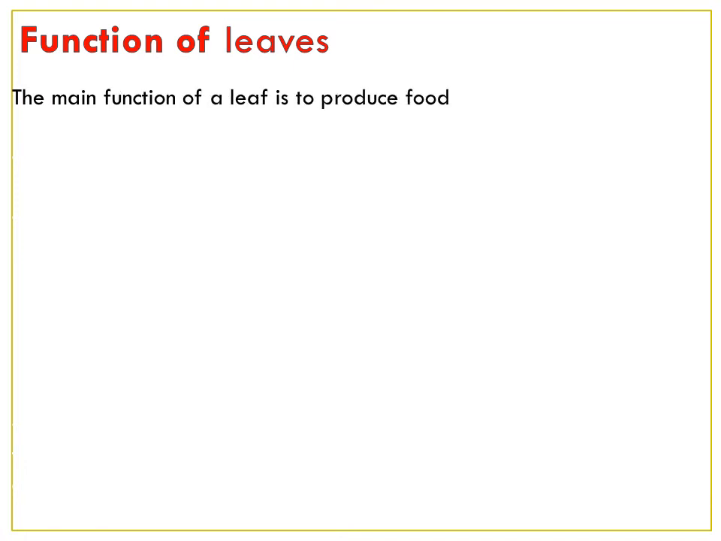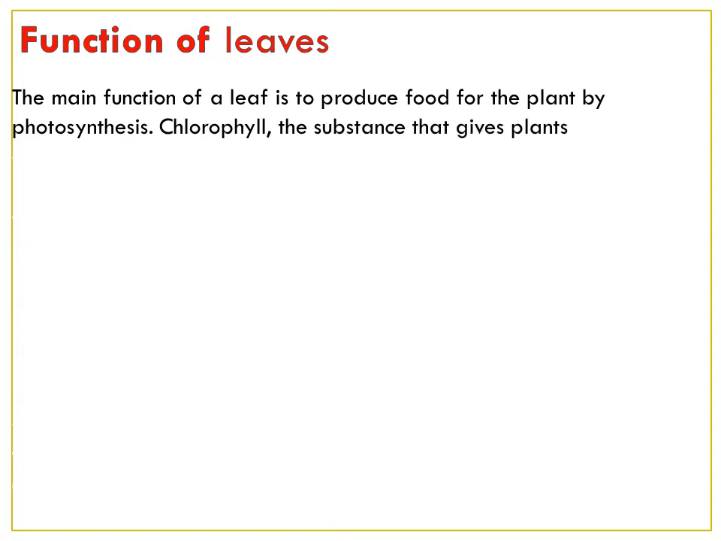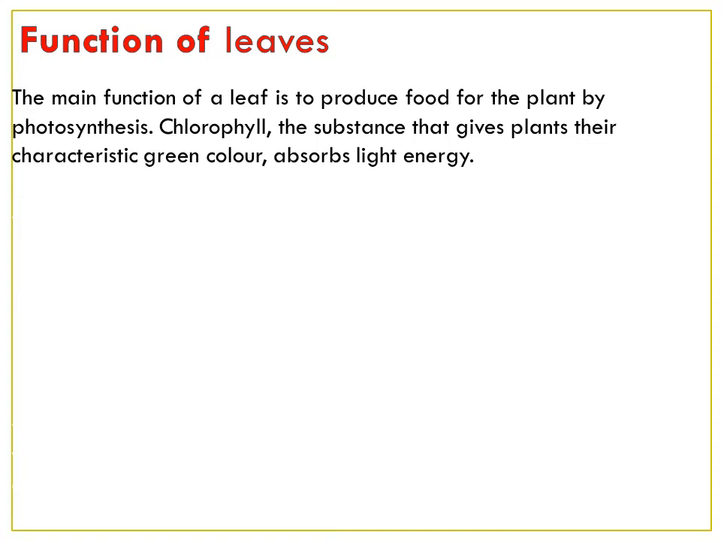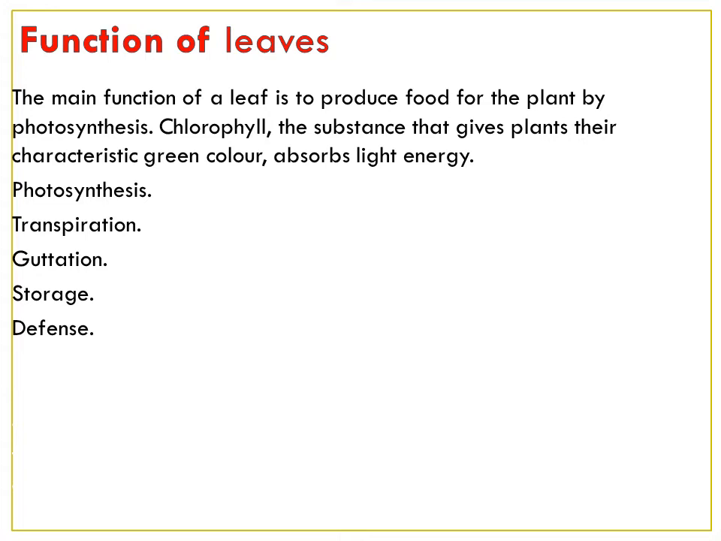The main function of the leaf is to produce food for the plant by the process of photosynthesis. Chlorophyll is a substance which is present in the leaf. That's why the color of the leaf is green. It absorbs light energy. The main functions of leaves are photosynthesis, transpiration, guttation, storage, defense.